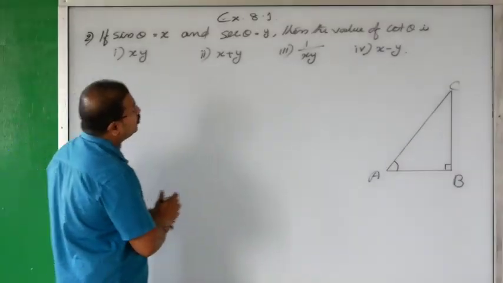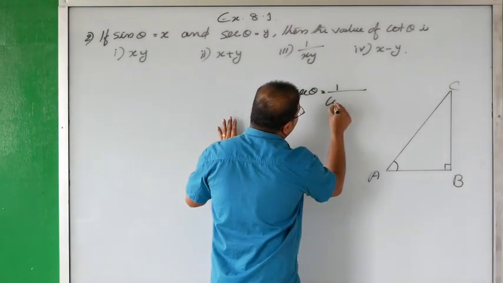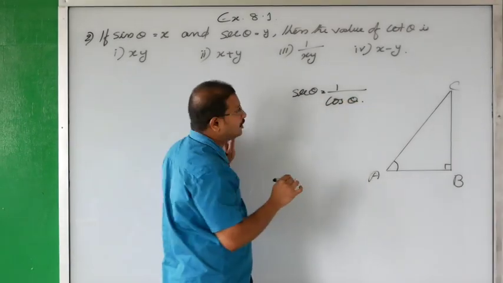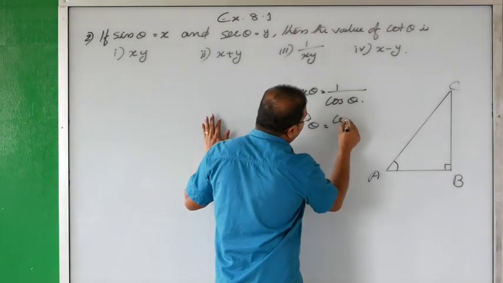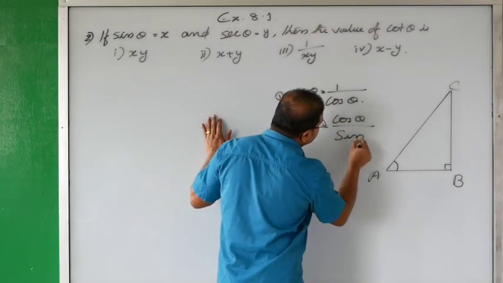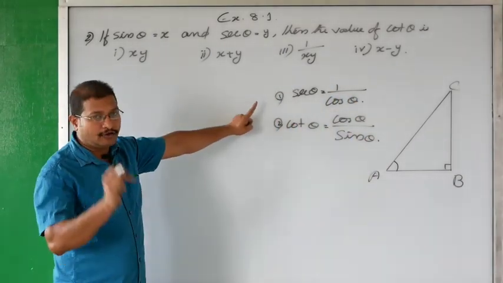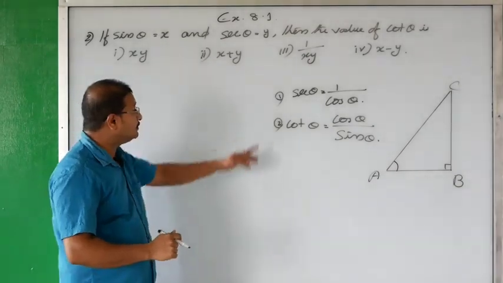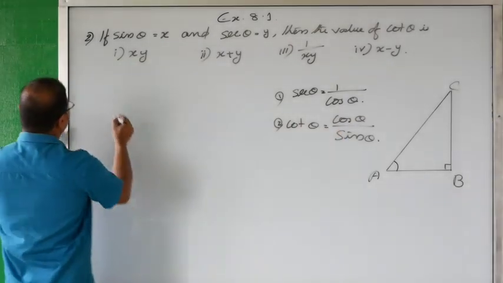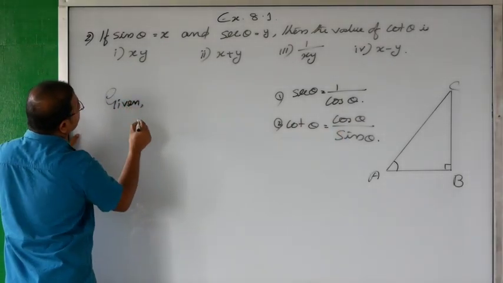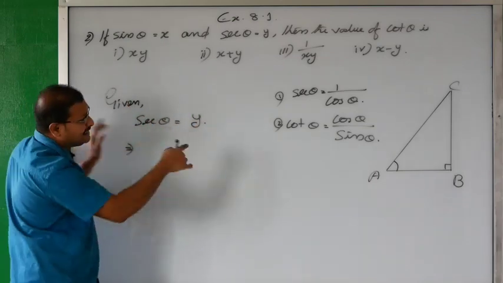Let's see. We should know the equations. First one: sec theta equals 1 by cos theta. One more equation we need, the second one: cot theta equals cos theta by sin theta. To do this problem, we need these two equations. What is already given? Given sec theta equals y. But we know that sec theta is 1 by cos.